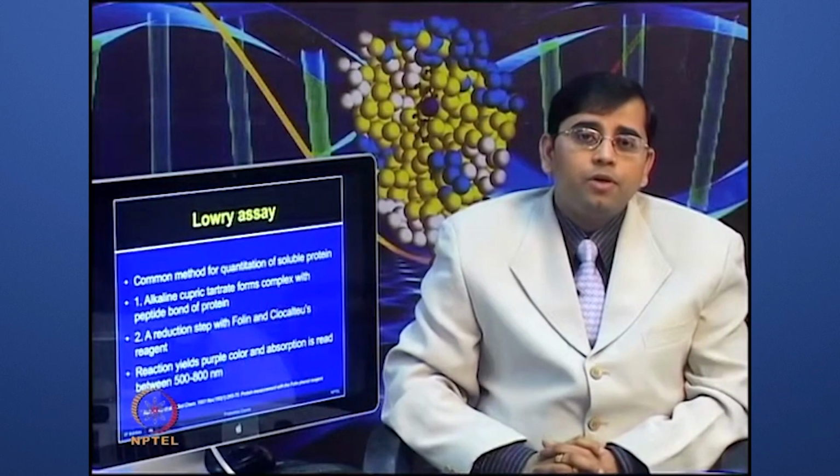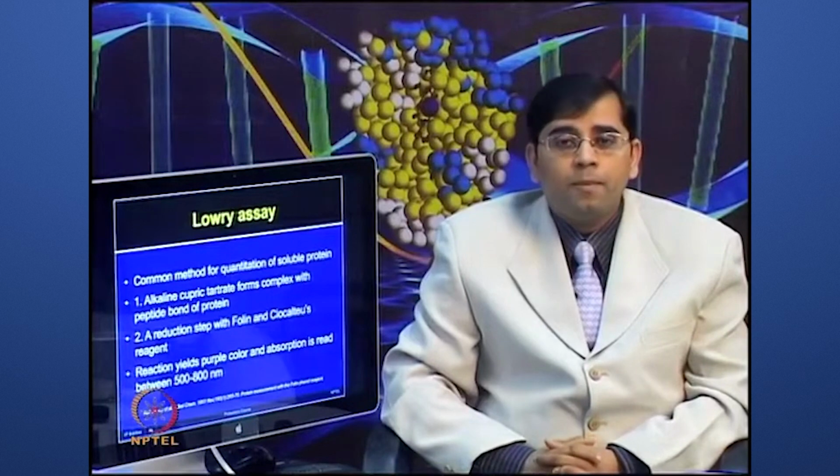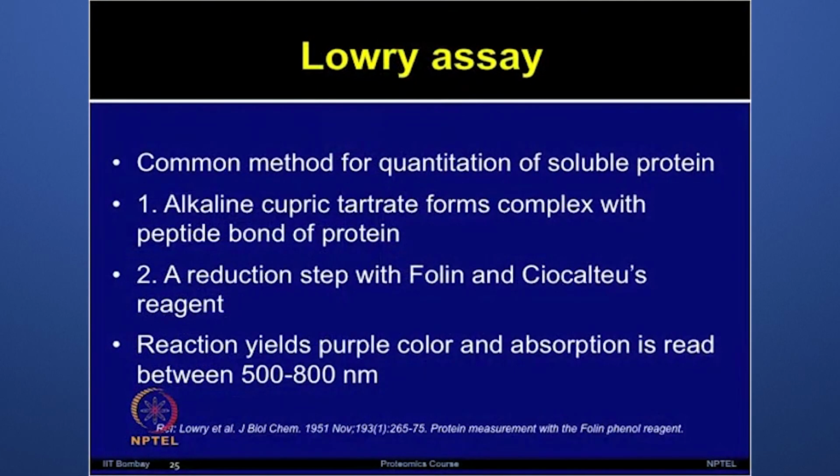So, let us first talk about Lowry assay. This is one of the very common methods which has been used for quantification of soluble proteins. There are two main steps which are involved in performing Lowry assay. First, the alkaline cupric tartrate forms a complex with the peptide bond of the protein. After that, a reduction step is performed by adding Folin-Ciocalteu reagent. Then this reaction yields purple color, and absorption can be measured between 500 to 800 nanometers.